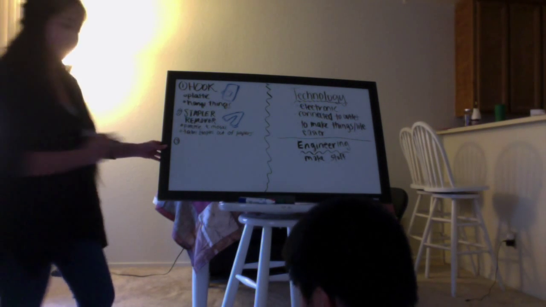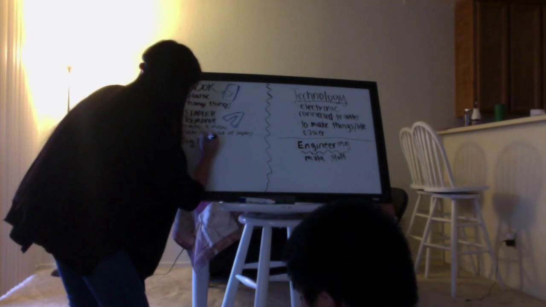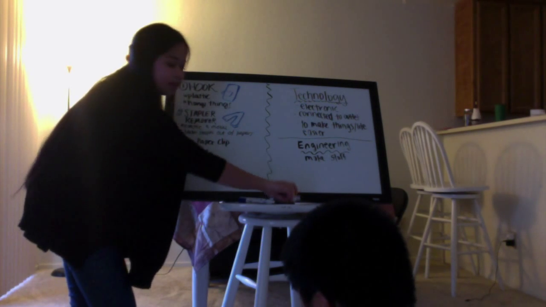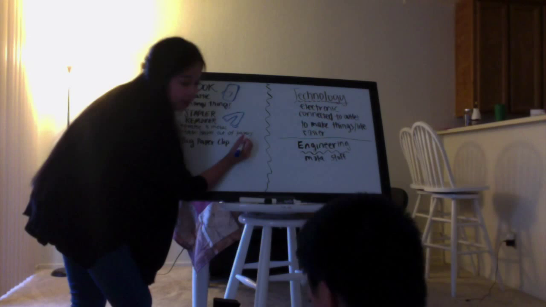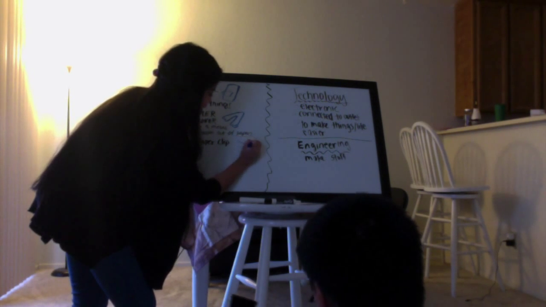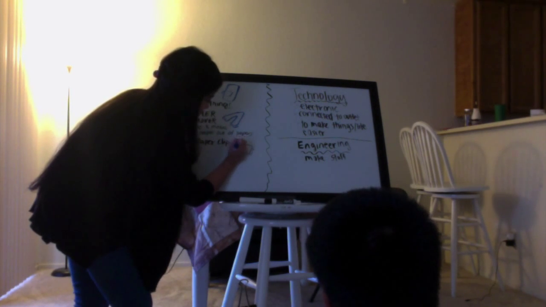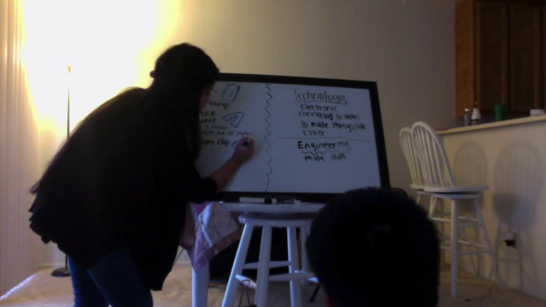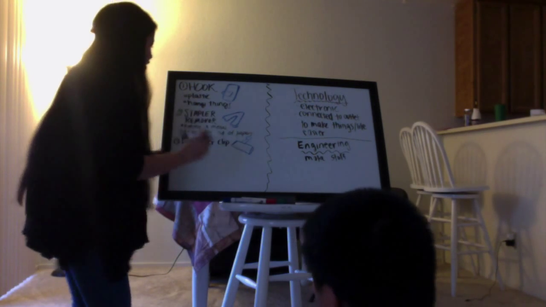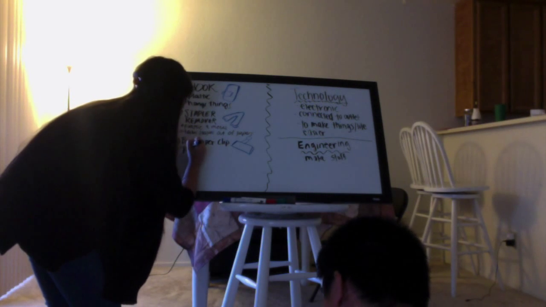Paper clip, a big one. Big paper clip. Let's see what that looks like. Let's see. I'm not a very good artist, but I'm going to try. Okay. And what is that made out of? Plastic and metal.